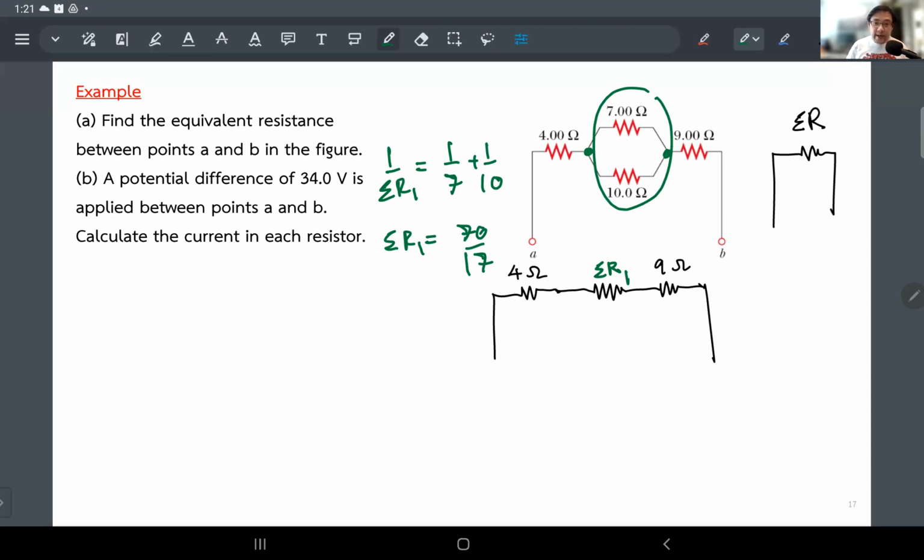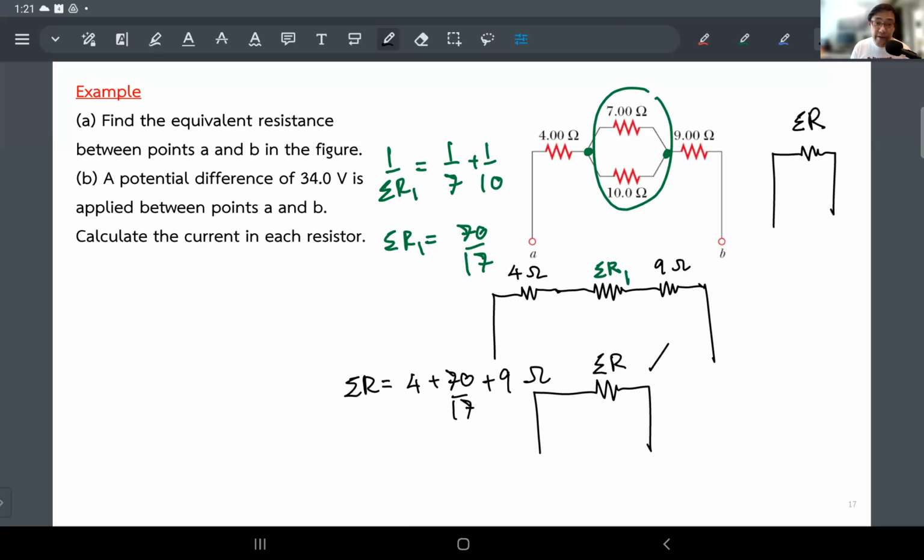Nice. All right. Once you have that, I can combine this whole thing into a final sigma R. And I'm just saying that the sigma R now is going to be 4 plus 70 over 17. The numbers look so bad. And that's it. You're done. Okay, cool. And once you have this, part B of this question is going to be very simple.